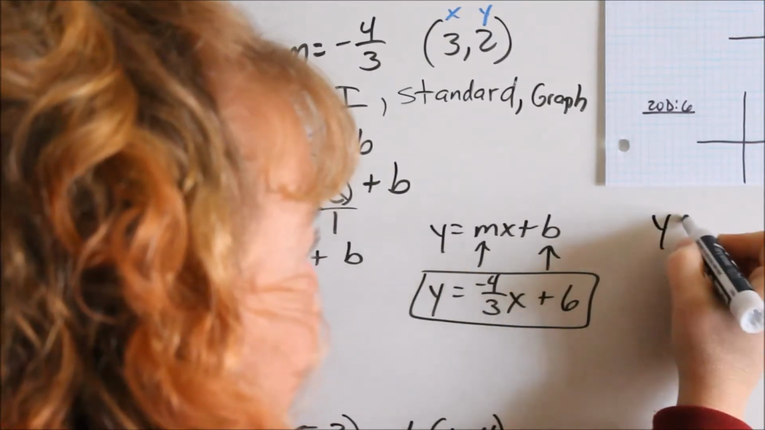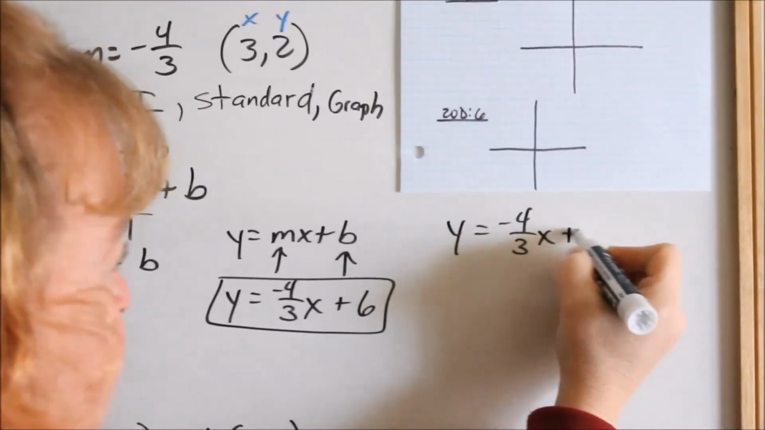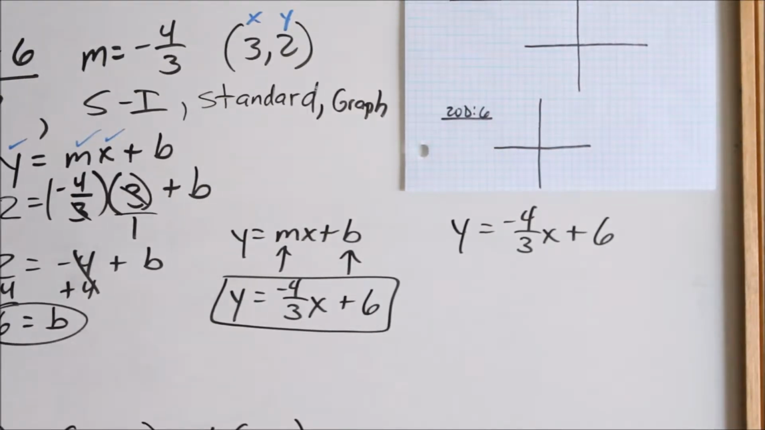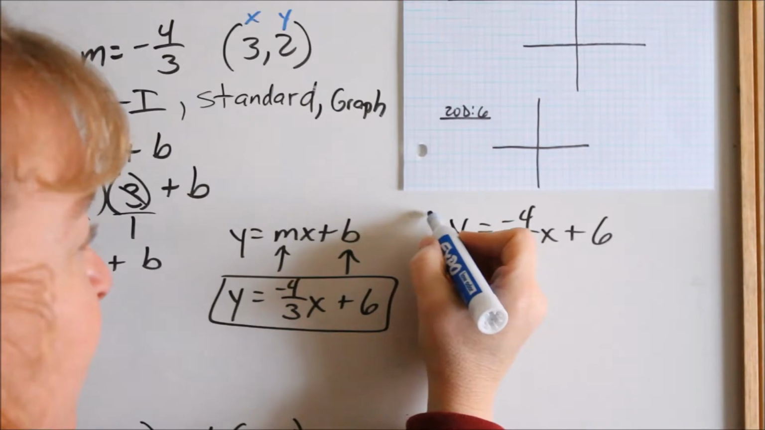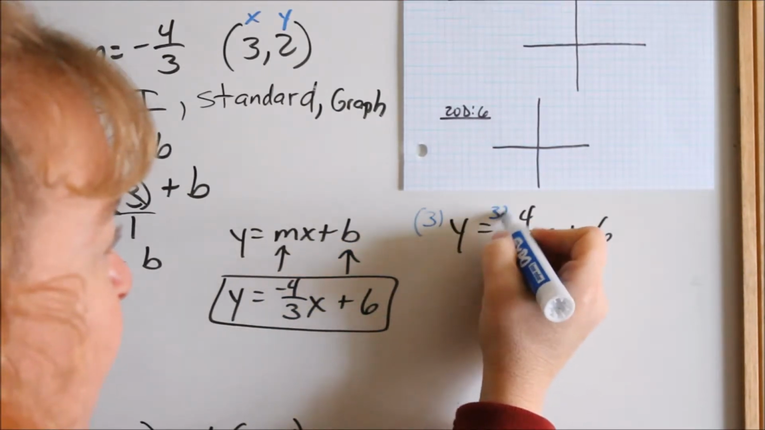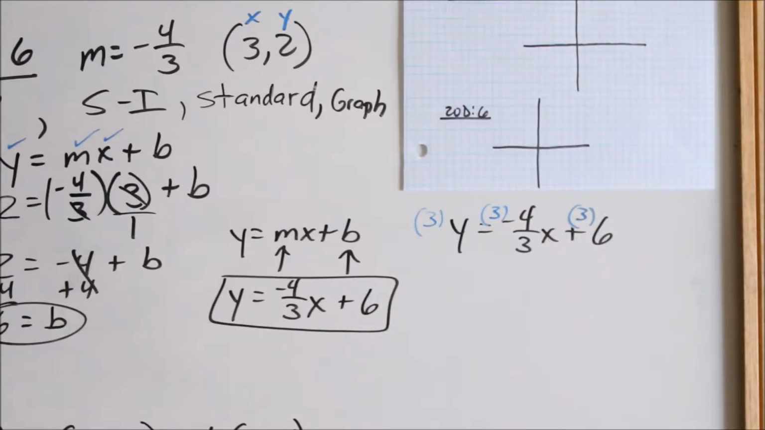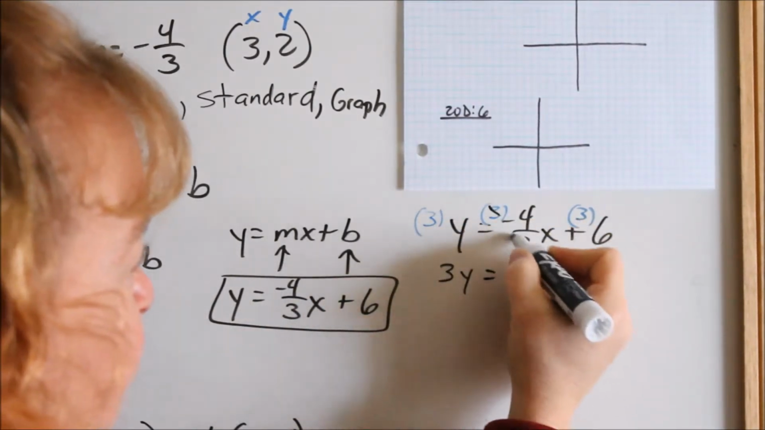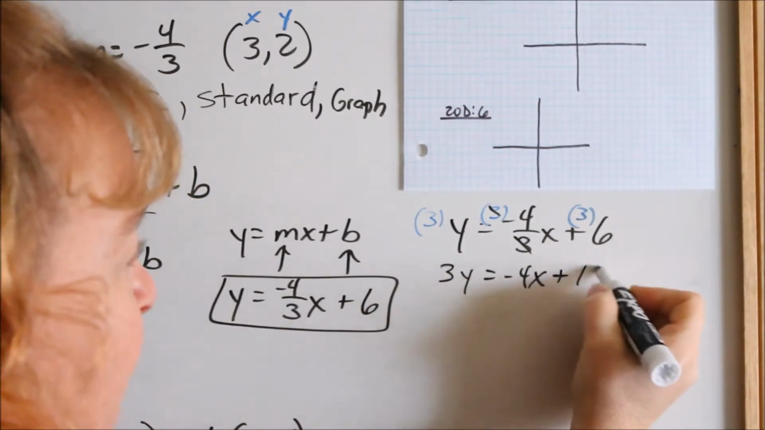So to put it in standard form, remember standard form is x's and y's on the same side, whole numbers on the other side, but there are no fractions in standard form. So we need to get rid of this fraction. Since we want to get rid of the 3, we multiply everything by 3 for the denominator to go away. So this means that we would have 3y, that cancels, -4x, don't lose your negative sign, plus 18.